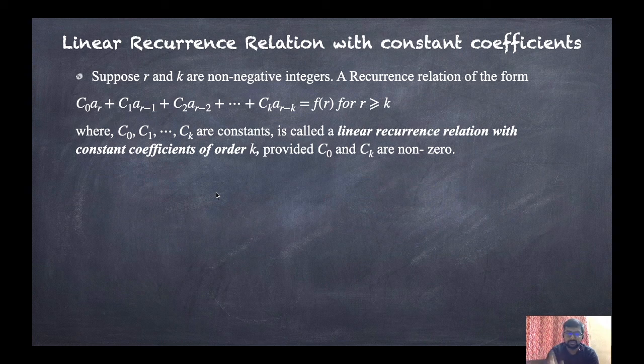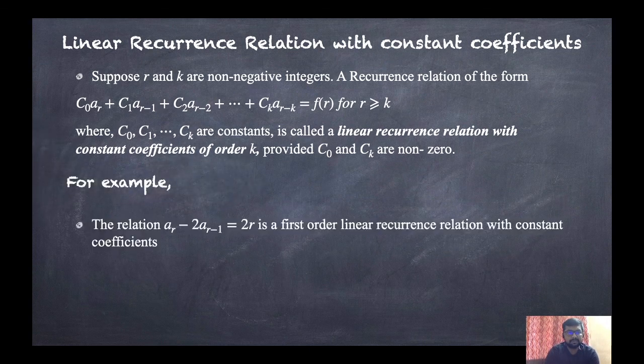ck are non-zero. So here all these c0, c1, c2 up to ck are constants and it is of order k. How? See the r minus k term. Whenever this k is there, it is of maximum order. So it is of order k.